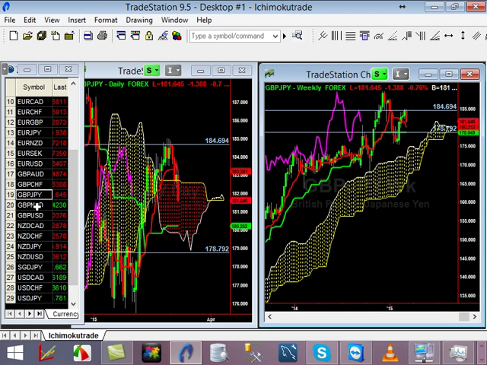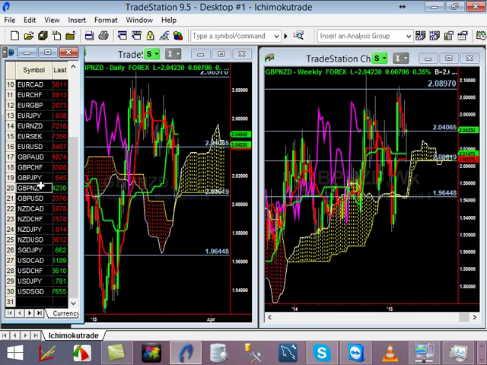Australia, New Zealand, really nothing exciting going on at all. It's just ranging between 81 here and about 897 up there.